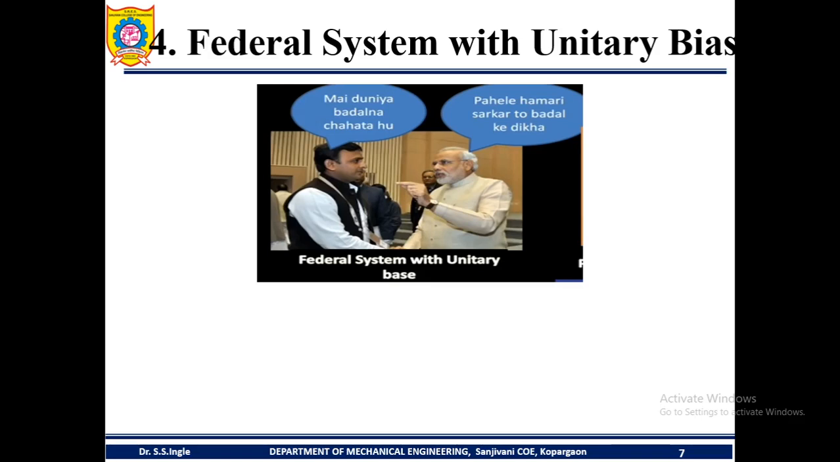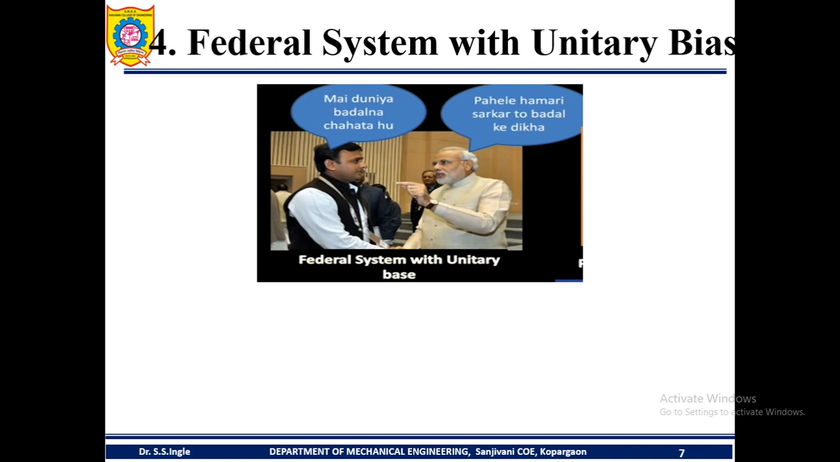Hello students, in continuation with the previous presentation about salient features of Indian Constitution, the fourth point is federal system with unitary bias. The Constitution of India establishes a federal system of government. It contains all usual features of federation: two governments, division of powers, written constitution, supremacy of constitution, rigidity of constitution, independent judiciary, and so on.